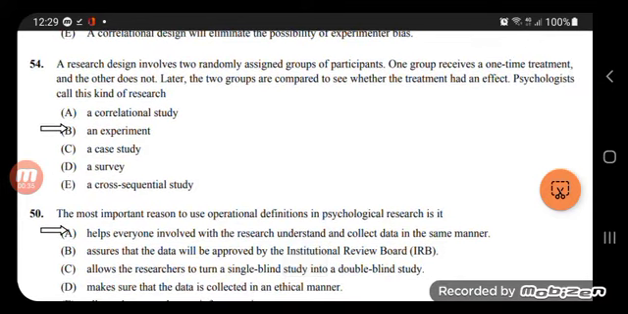54. Research design involves two randomly assigned groups of participants. One group receives a one time treatment and the other does not. Later, the two groups are compared to see whether the treatment had an effect. Psychologists call this kind of research an experiment, of course, B, experiment.